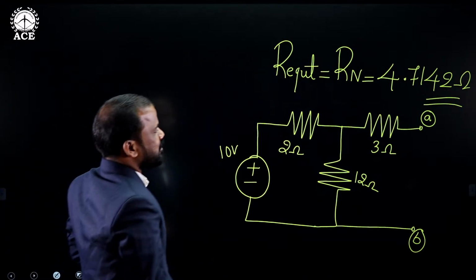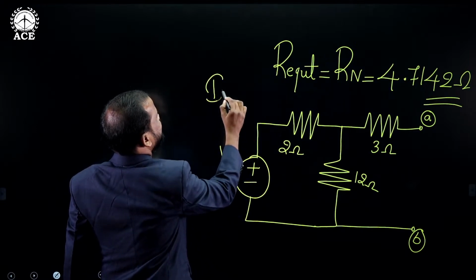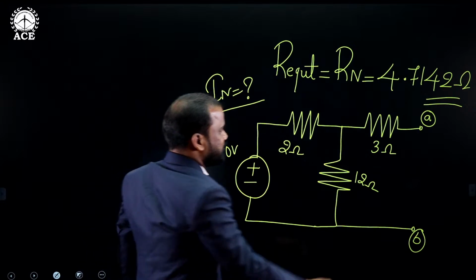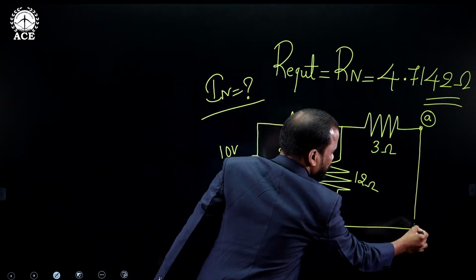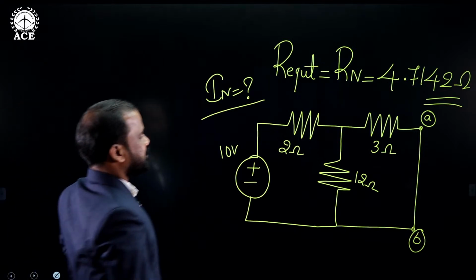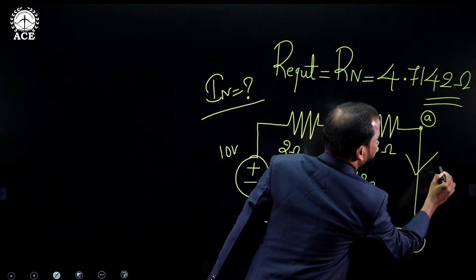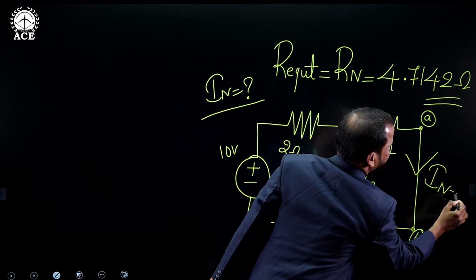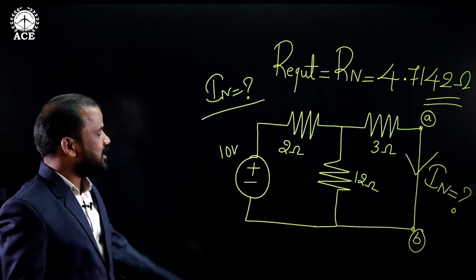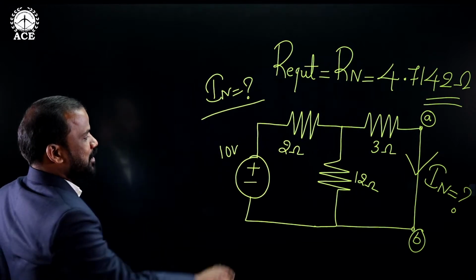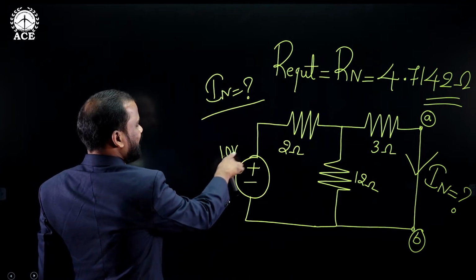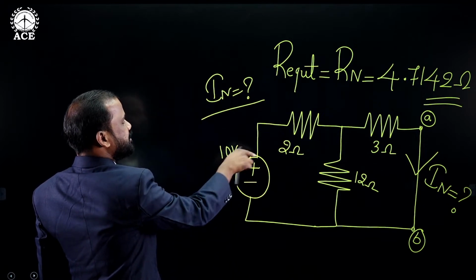Now our target is finding the value of what? Norton's current only. Finding the value of Norton's current means just a simple short circuit of these two terminals like this. Then definitely some amount of current will flow through this short circuited branch. That particular current represents the Norton's current. But to find that current, it is mandatory to apply the actual applied voltage in the given network.